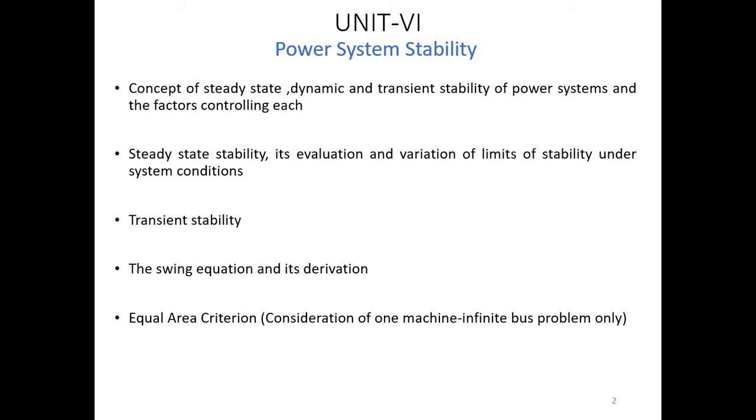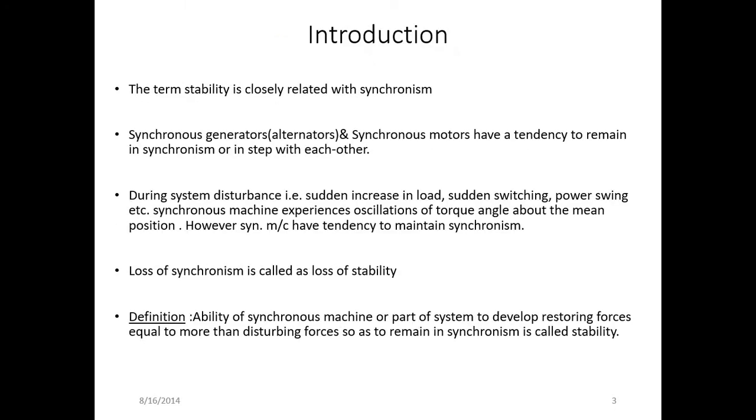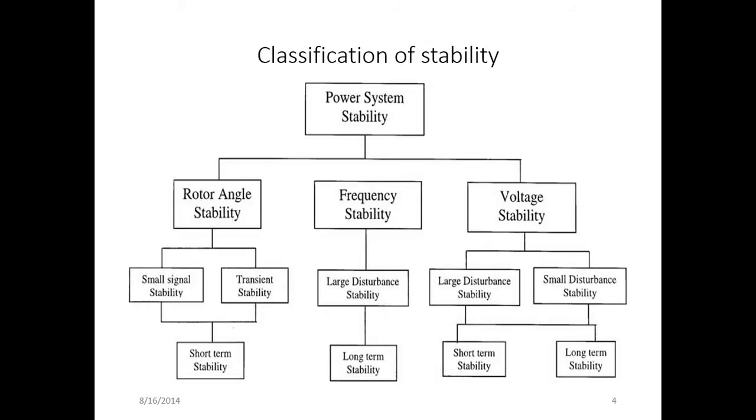Up to this point we had covered lectures number 1 and 2 on power system stability. Now in today's lecture we have to cover the factors affecting the transient stability and equal area criteria. Till now in lectures 1 and 2 we have discussed that the term stability is closely related with synchronism. Then we discussed the different types of stability according to IEEE, like rotor angle stability, frequency stability and voltage stability.